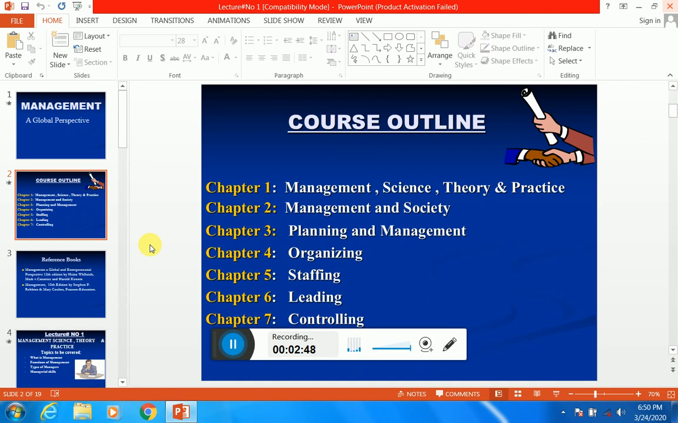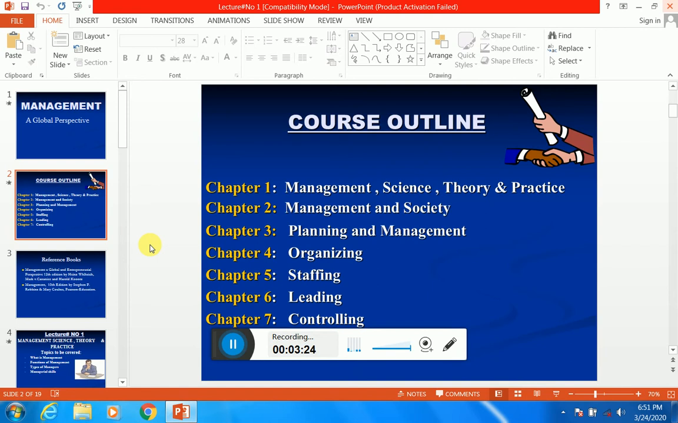Then after that, chapter number 3, that is about planning and management. This chapter is totally about planning. Here we will discuss how managers do the planning. What is actually the planning process? What are the different steps in the planning process? And what are the different types of planning? What is the concept of MBO, management by objectives? What are the different advantages of MBO and what are the disadvantages of MBO?